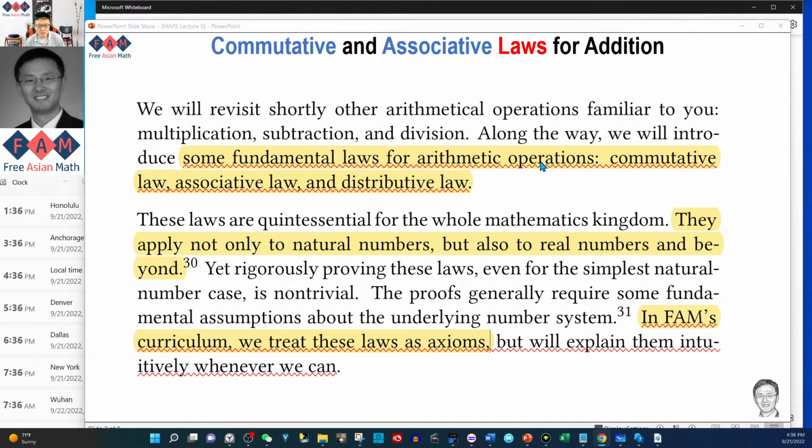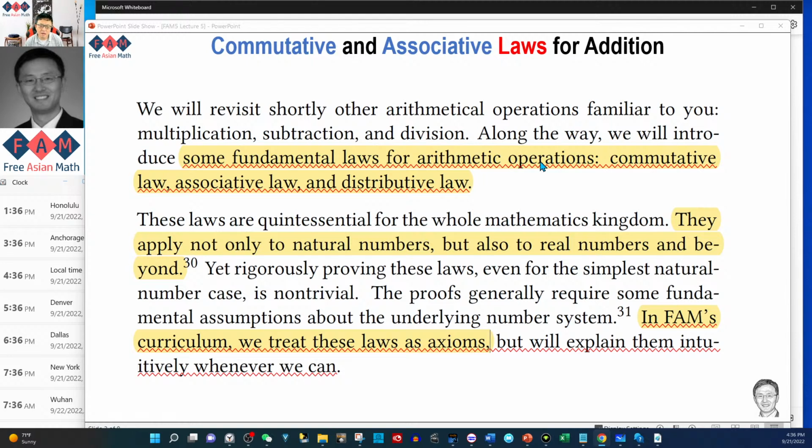But it's important to understand that for all those number systems, the commutative law, the associative law, and the distributive law all apply. That's a very important rule. To deeply understand why that's the case is very challenging. So today we'll start with the simple case with only the commutative and associative laws for natural numbers.